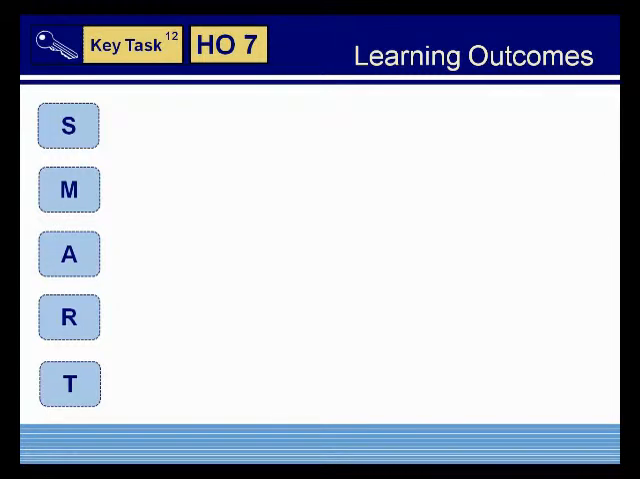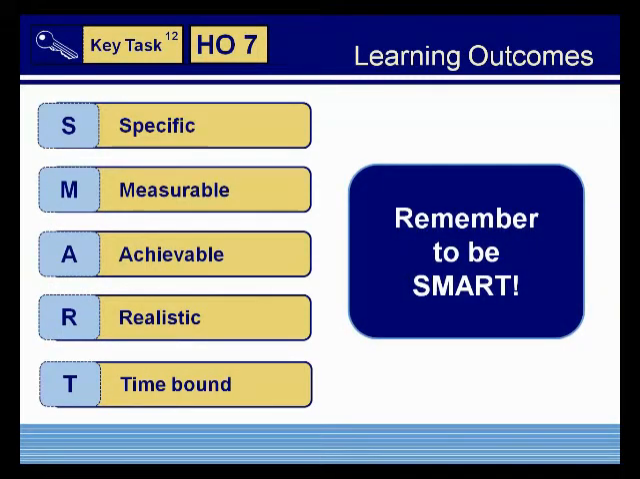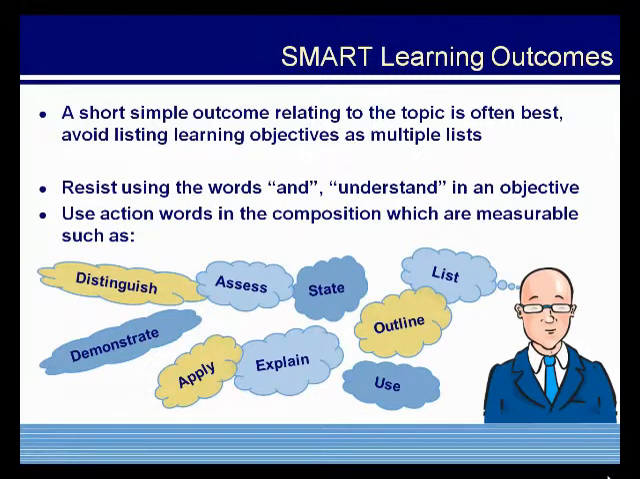What is SMART? SMART stands for specific, measurable, achievable, realistic and time-bound. Always remember to use SMART learning outcomes. Always have a short, simple outcome relating to the topic. Avoid listing learning objectives as multiple lists. Resist using the words "and" or "understand" as an objective.